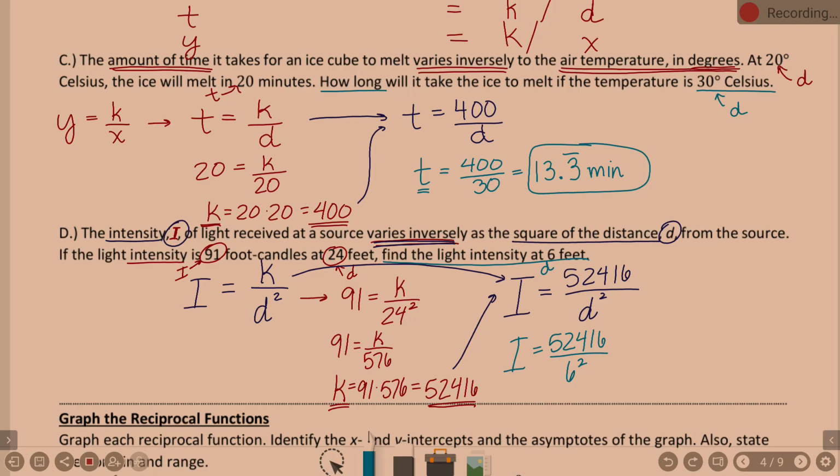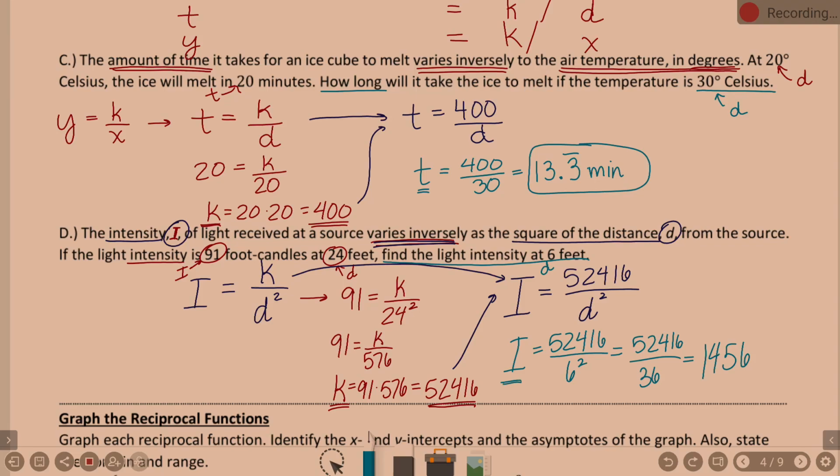So 52,416 divided by 36. Told you guys you might want to calculate today. That's 1,456. Now, we are trying to find I.